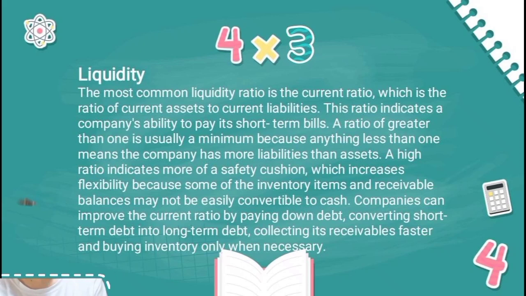Ibig sabihin, company has a safety cushion because some of its assets may not be easily converted into cash. To improve the current ratio, a company can take steps like paying off debts, converting short-term debts into long-term ones, collecting money owed to them more quickly, and buying inventory only when necessary.